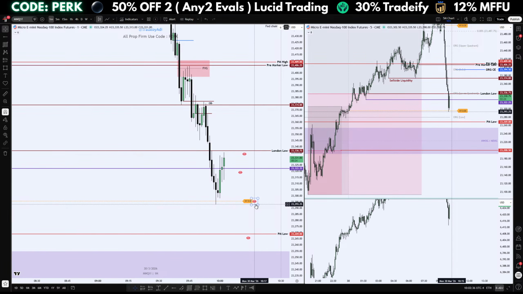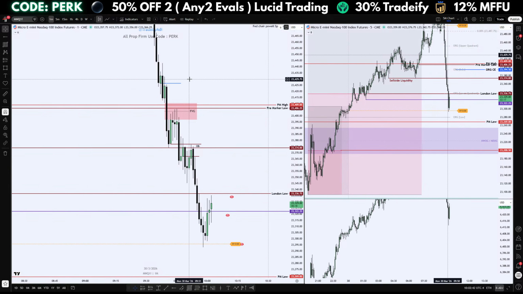But I have called the price beforehand. I have given the setup also that okay, this is the order block. You can look for this fair value gap. This is the key area. You can rewind the live stream and check it out.